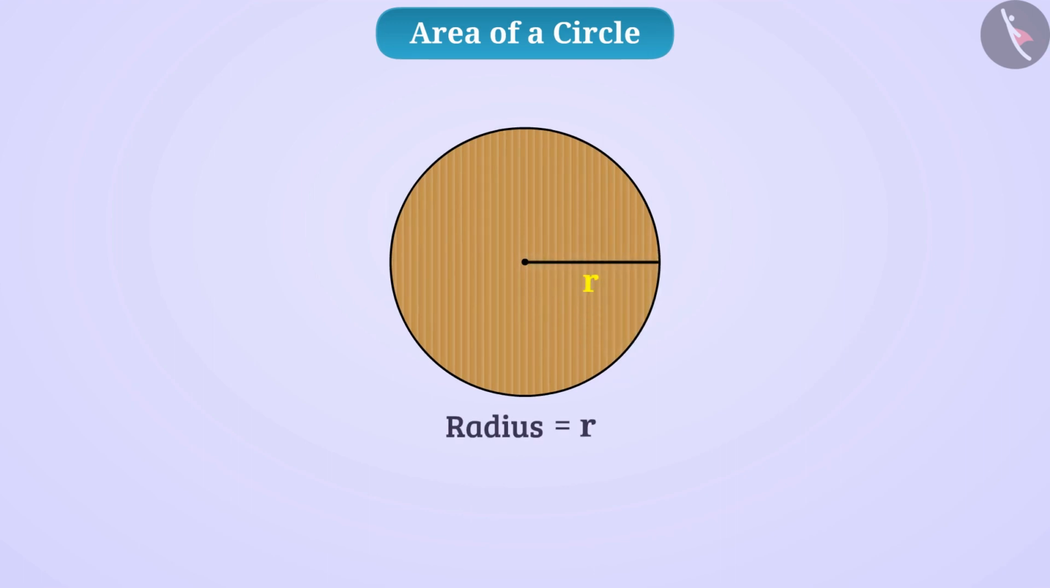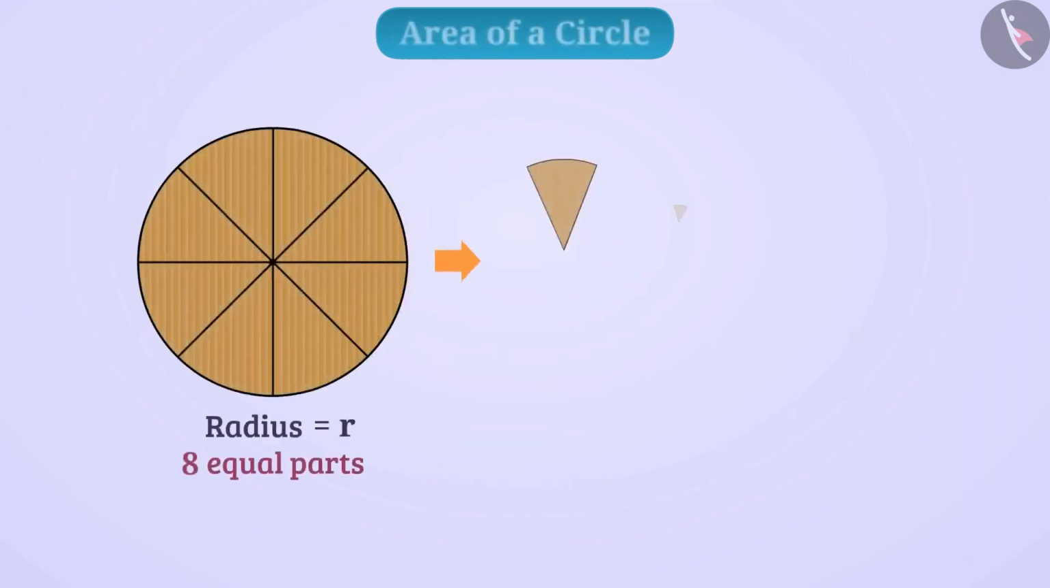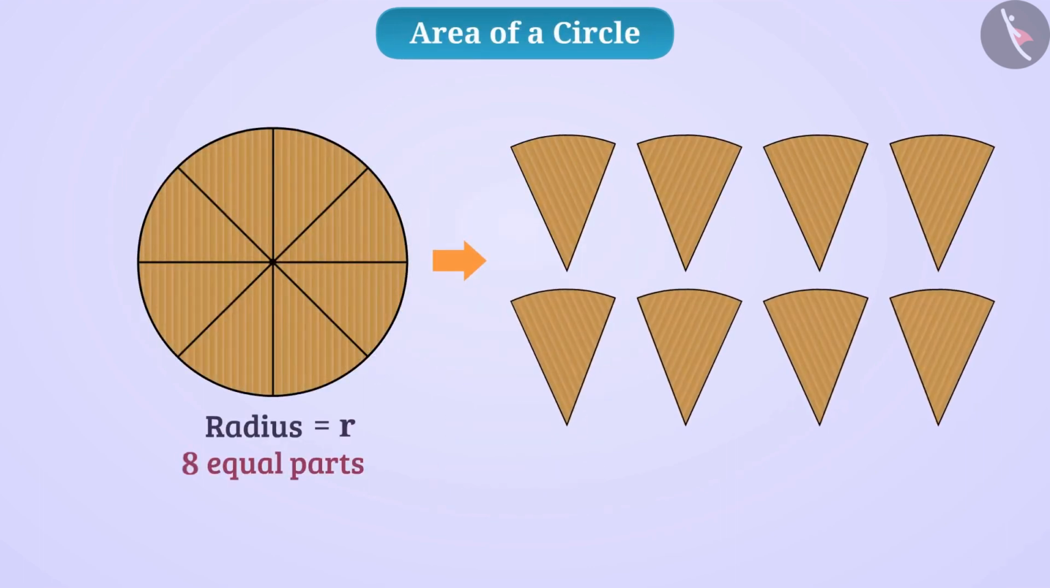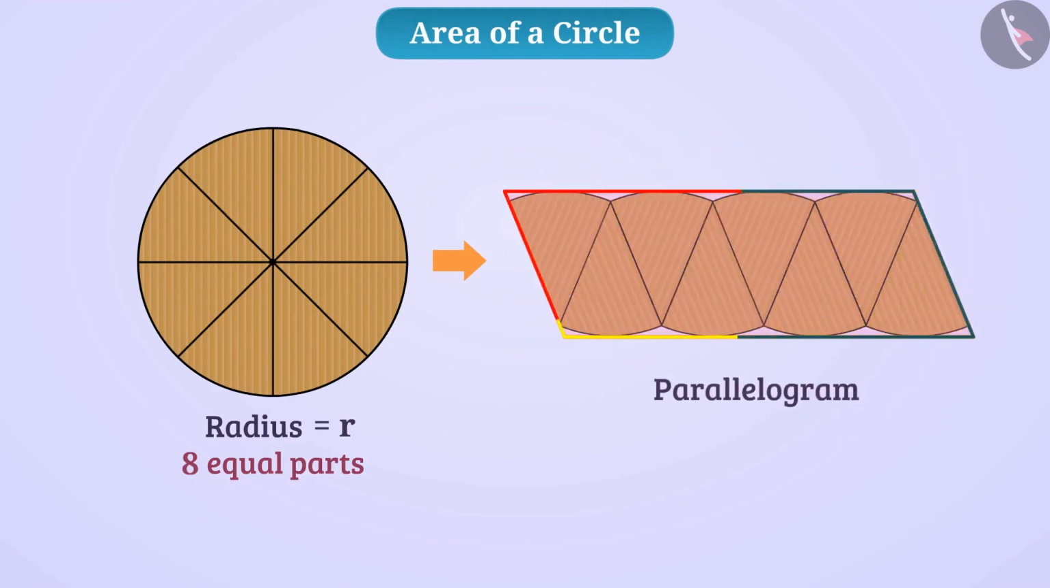First, we will divide this circle into 8 equal parts. Now, we will cut these parts and separate them. We will arrange these parts in this way. From this, we will get a shape like a parallelogram.